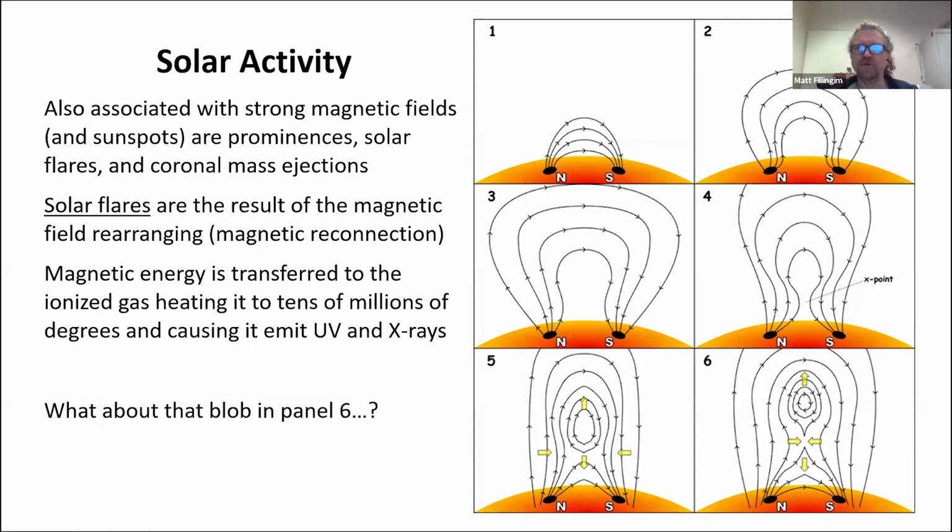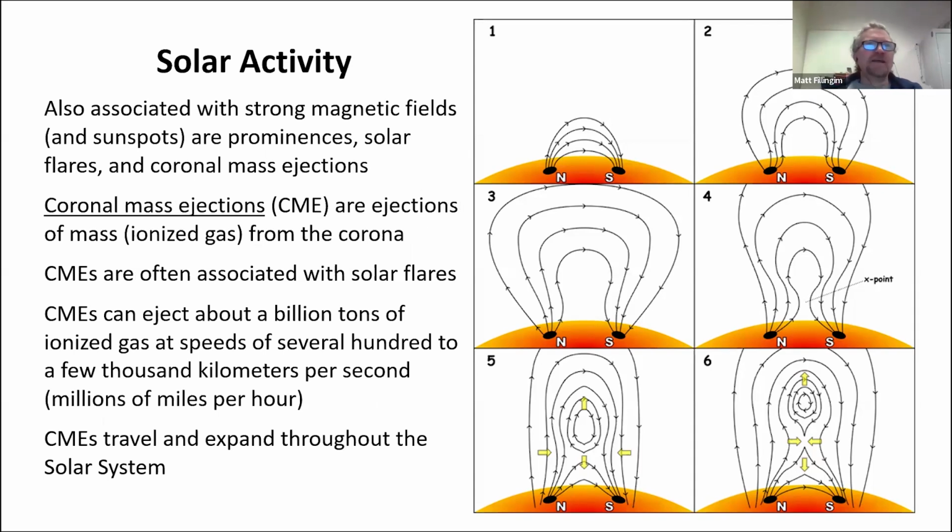So what about that? That is what we call a coronal mass ejection. That's the part of this whole configuration that moves away from the sun. These are ejections of mass, primarily ionized gas, from the corona. So they go through the corona and away from the sun. That's why they're called coronal mass ejections. And these are often associated with solar flares. Not always. There's not a one-to-one correlation, but almost always, when you have a solar flare, you'll have a coronal mass ejection.